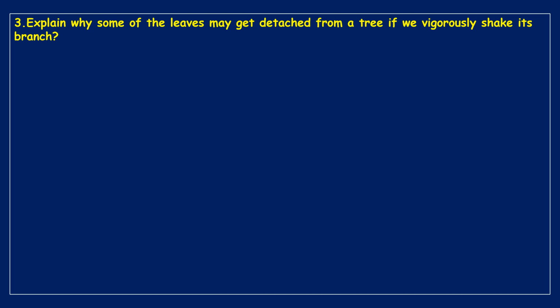If it is winter or spring season, there is no need of shaking anything, the leaves automatically fall down on the ground from the plant. But here the situation is, if you shake the branch of any tree, a few leaves may fall down. That is the question: why do they fall down?